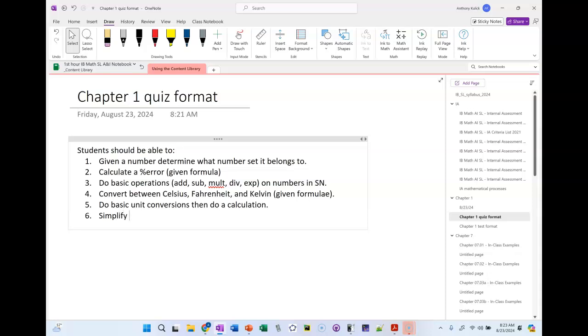Just make sure you don't fill your water with your bathroom. Gross, Mr. Kulik.